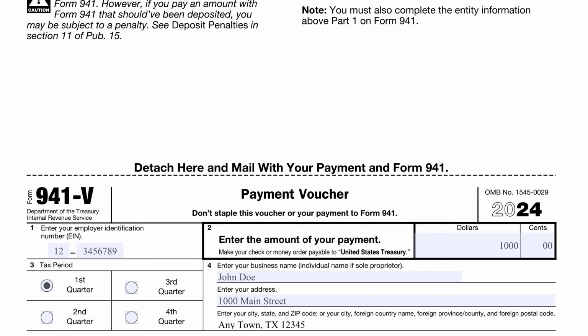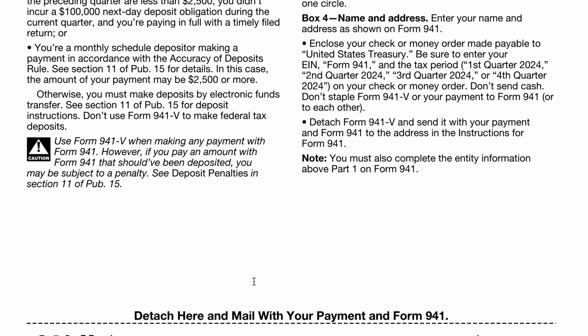So if you do submit a payment voucher, then you should send it with your Form 941. You should not staple it, either the voucher or the payment. You would also want to make sure that your check or your money order contains the appropriate information. So it should contain IRS Form 941, employer identification number, and the quarter that you're making that payment for.